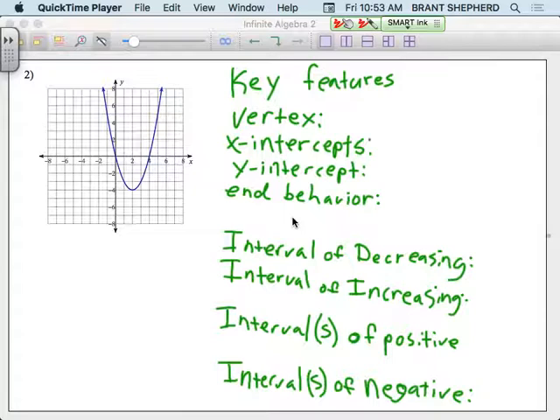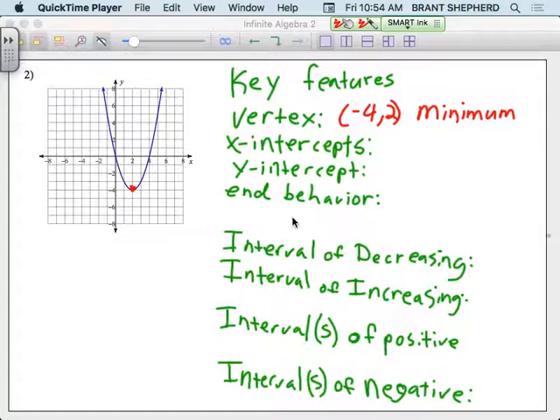Remember that the vertex is always right in the middle of the graph. Okay, so I'm just going to look at either the highest or the lowest point of that graph, and that's going to be my vertex. Here I have a vertex at negative 4, 2. We can also call that the minimum or lowest point of this graph.